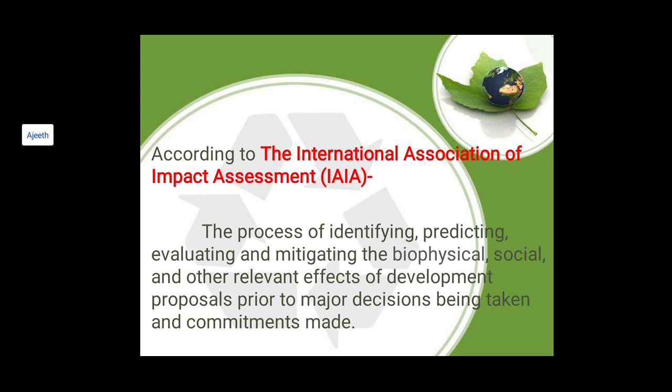According to the International Association for Impact Assessment, that is IAIA, it is the process of identifying, predicting, evaluating and mitigating the biophysical, social and other relevant effects of development proposals prior to major decisions being taken and commitments being made. So we need to identify what has been done, what could be the impacts, positive or negative both, right? We need to predict what could be done, we need to evaluate the impact, and also we need to see whether it could be mitigated, whether it could be minimized.